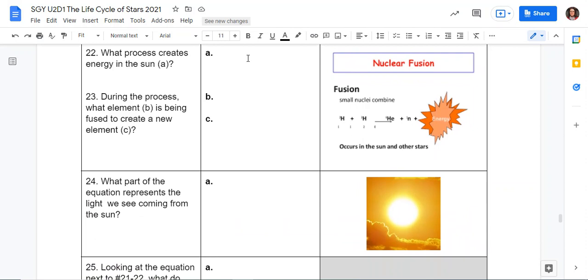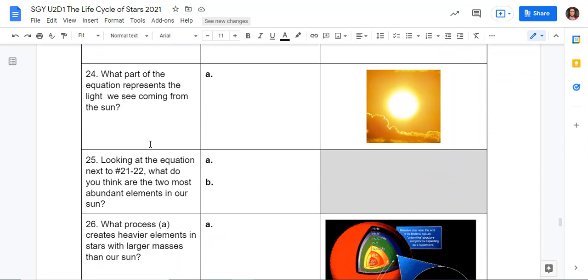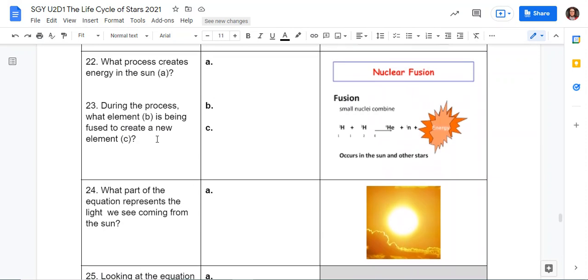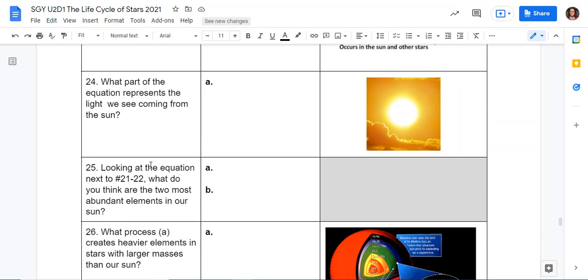Fusion, nuclear fusion again. During the process, what element, B, is being fused to create a new element? So B, hydrogen, is being fused to create a new element, helium. 24, what part of the equation represents the light we see coming from the sun? And of course, that is the energy that is released from that fusion reaction of hydrogen atoms.